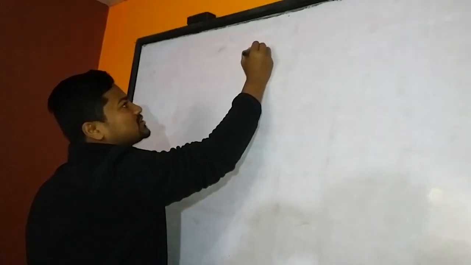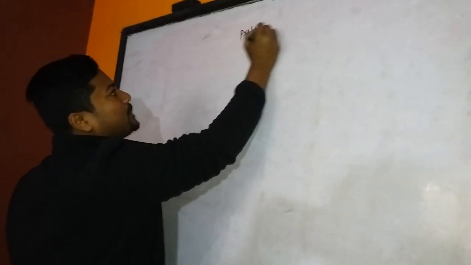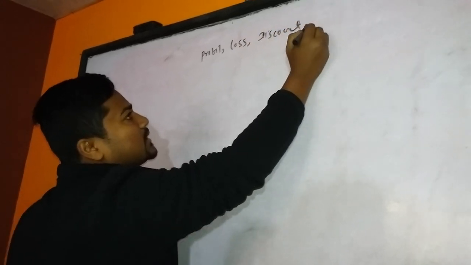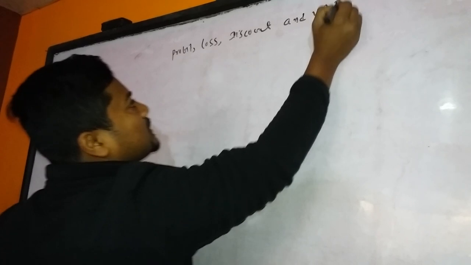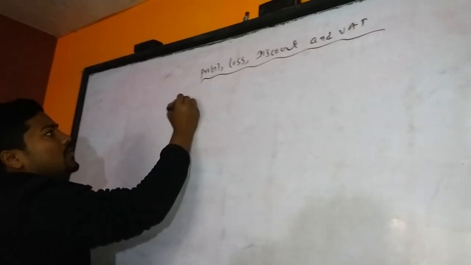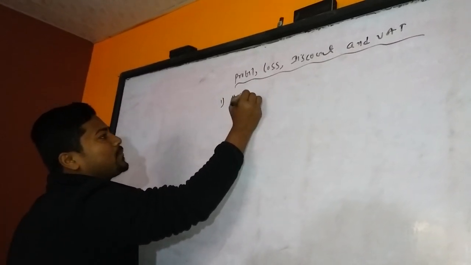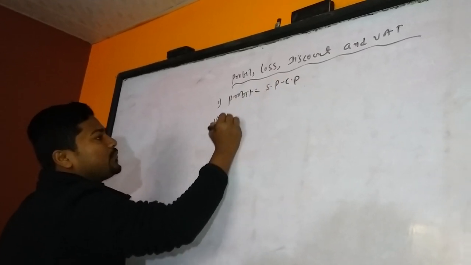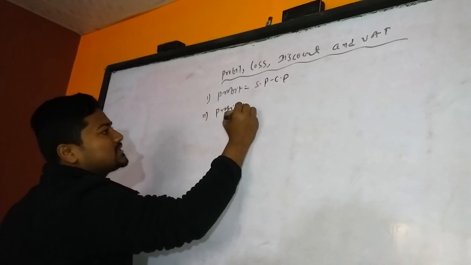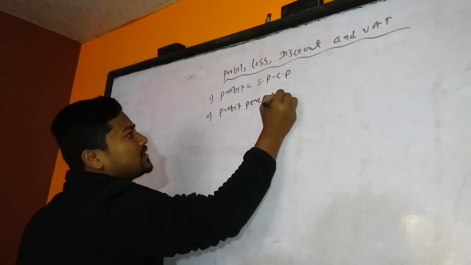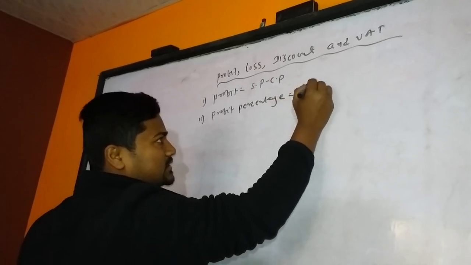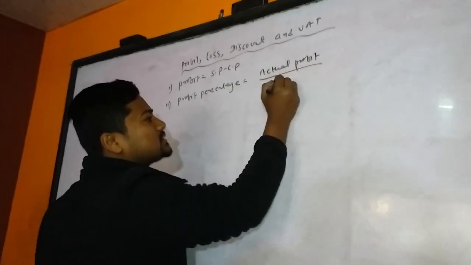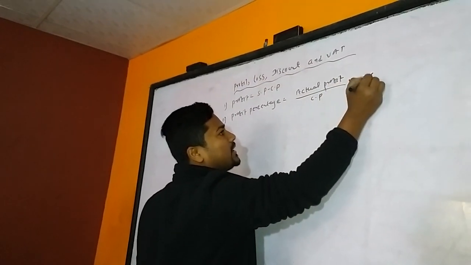Now, first of all, let's discuss the formulas: profit, loss, discount, and VAT. First of all, the profit formula. What is the formula of profit, students? SP minus CP. What is the formula for the profit percentage? Actual profit upon CP into 100%.